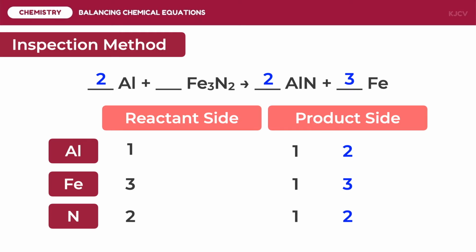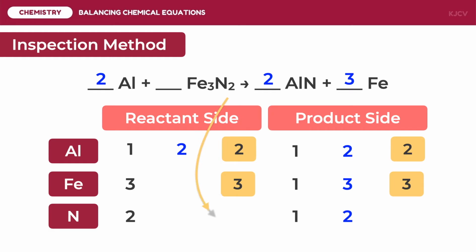Let us now check if all elements have been balanced. For aluminum, we have 2 from the reactant side and 2 from the product side. For iron, we have 3 from the reactant side and 3 from the product side. And lastly, for nitrogen, we have 2 from the reactant side and 2 from the product side. Thus, our balanced equation is 2 moles of aluminum reacts with 1 mole of iron 2 nitride to produce 2 moles of aluminum nitride and 3 moles of iron.